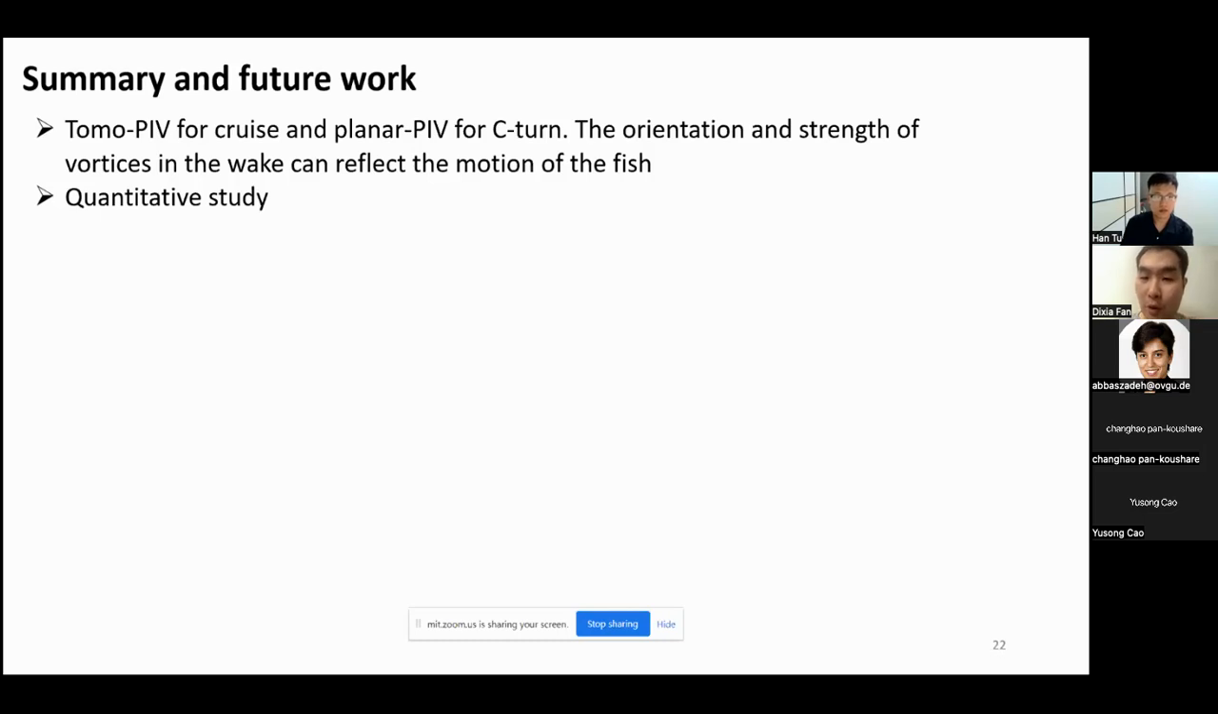Although you mentioned you have not fully analyzed the 3D wake structure in the C-turn, and you mainly presented the 2D key features of the vortex pair shed from the tail, can you comment on the significance of the 3D wake, whether it is significant, and if so, how significant for the maneuvering compared to the 2D PIV, the 2D structure of the wake, for the main flow features?